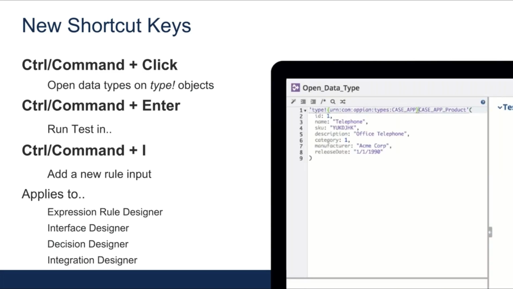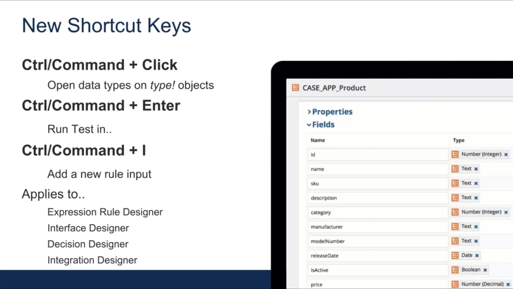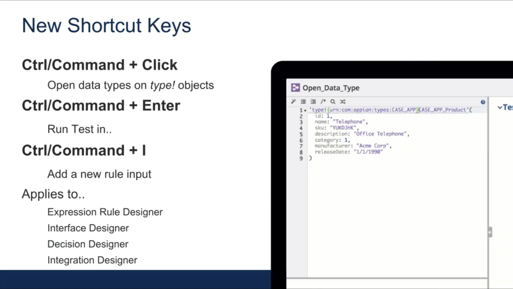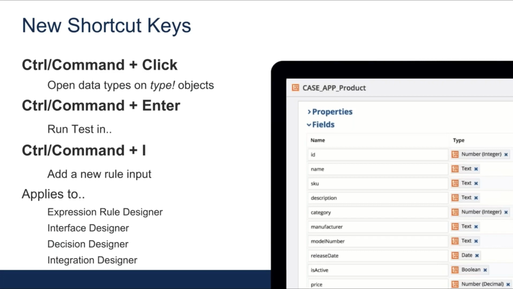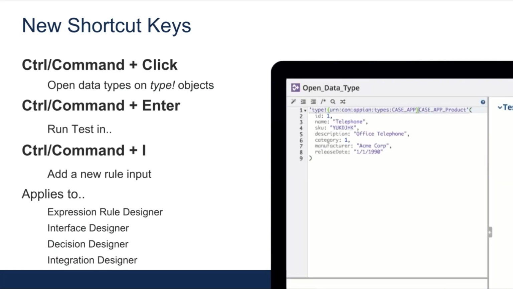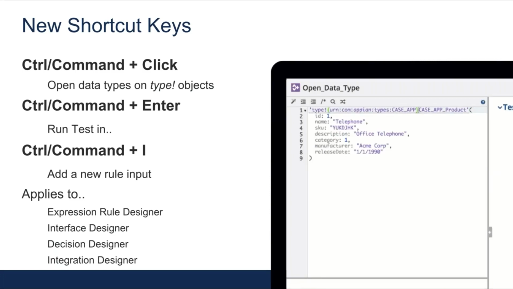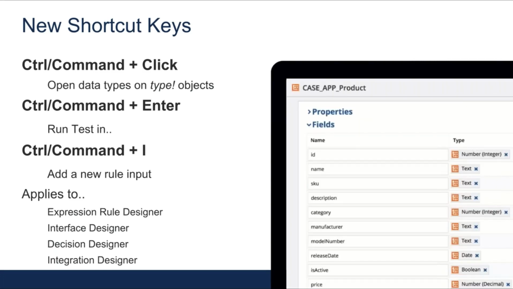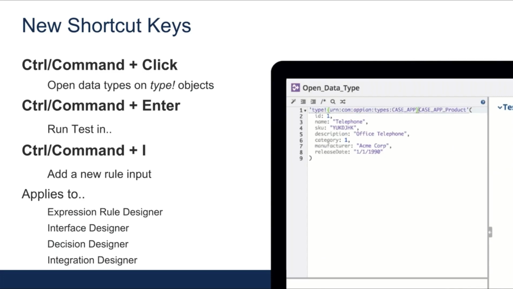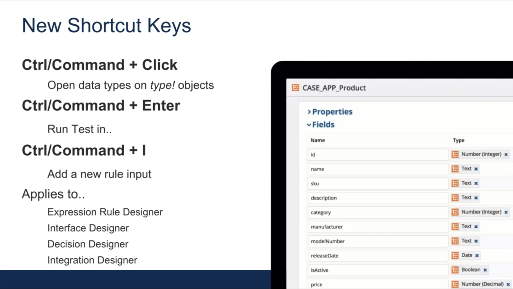That run test is going to automatically bring up the test run screen that you can very quickly then rerun a test on that interface or rule or decision. We've also introduced a control and command plus I, which allows you to quickly add new rule inputs. So just hang that quickly. I can add, say, a number of rule inputs all in one action.